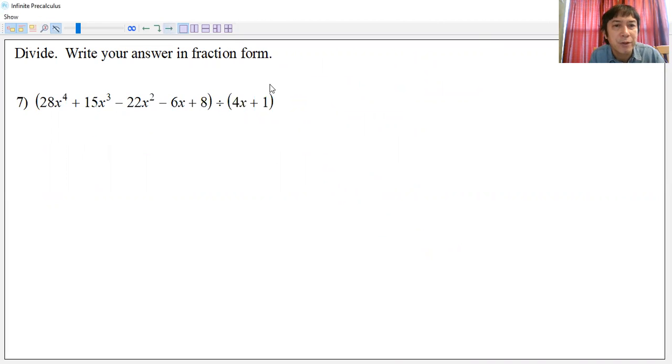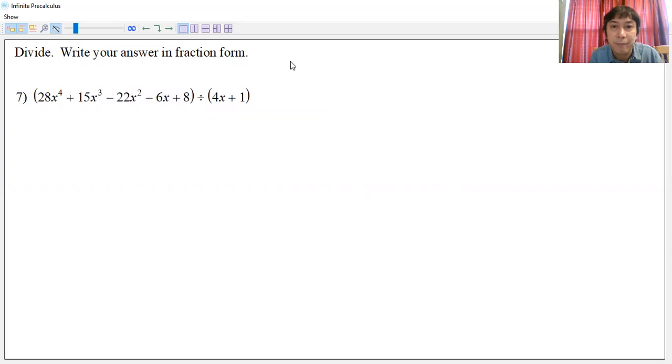Next number, here's number 7. Write your answer in fraction form. Let's make the space a little larger so we can type more in our solution space. So let's examine the dividend. The degree of the dividend is 4, 3, 2, 1, 0. So that's proper. Our divisor is first degree followed by 0 degree, so nothing to add. Let us start the division.